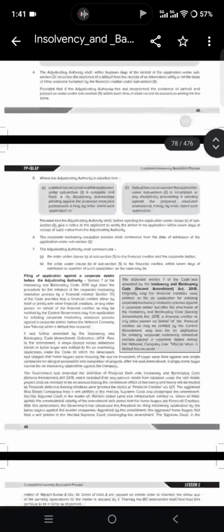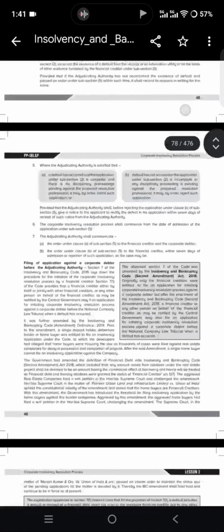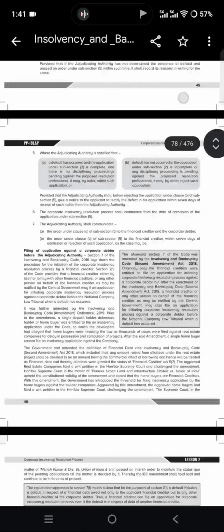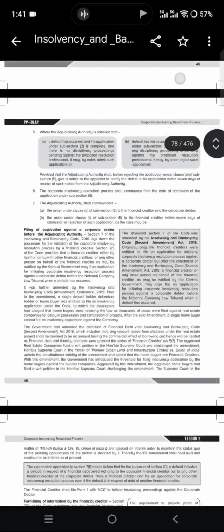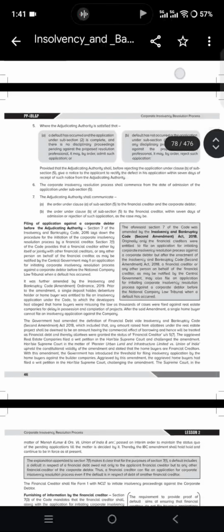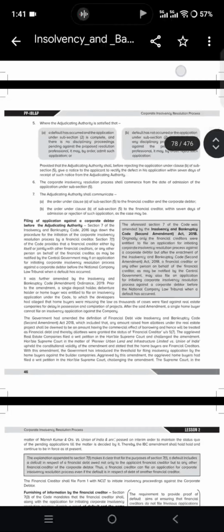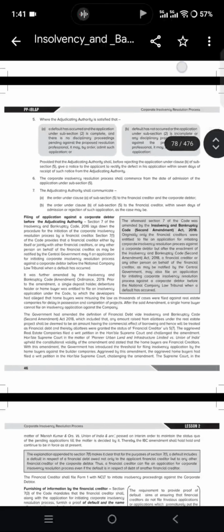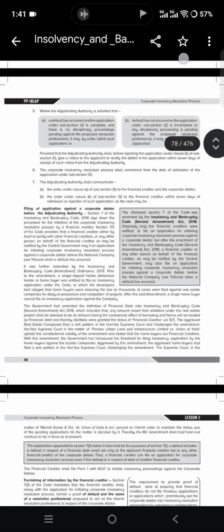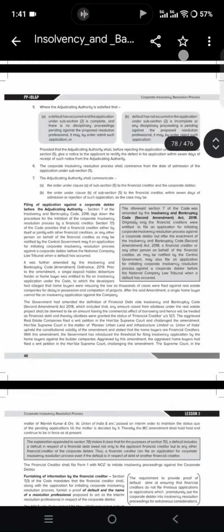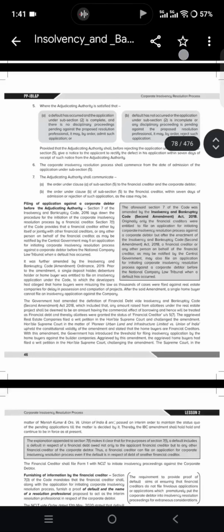If the adjudicating authority has not ascertained the existence of default and passed an order within such time, it shall record the reasons in writing for the same. Means if it rejects, it provides the reason. Where the adjudicating authority, that is NCLT, is satisfied that default has occurred, it will admit the application. If default has not occurred, or the application is incomplete, or any disciplinary proceeding is pending against the proposed resolution professional, it may reject such application, provided the AA will, before rejecting the application, give notice to the applicant to rectify the defect in his application within 7 days.